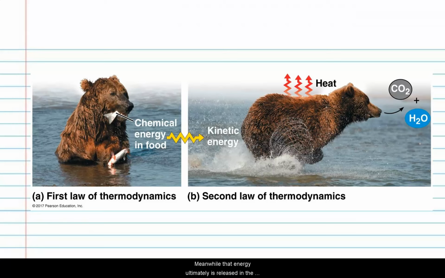Meanwhile, that energy ultimately is released in the form of heat, which is the least useful type of energy. It's disordered energy. And the organic molecules that make up the fish are released in their simplest form, in the form of carbon dioxide and water. So again, that is underscoring the second law of thermodynamics, which is that the entropy of the universe is constantly increasing.